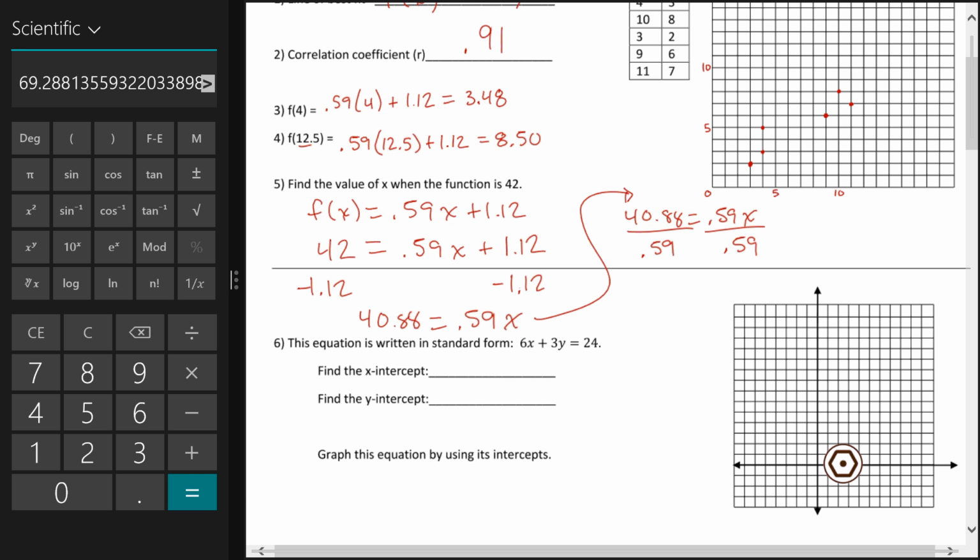So x is approximately 69.29. Now that is the value of x that produces an output of 42. So when x is approximately 69.29, the function should equal about 42.